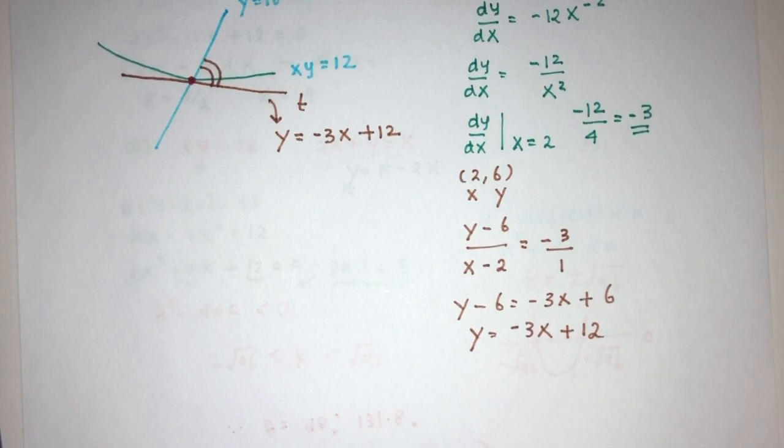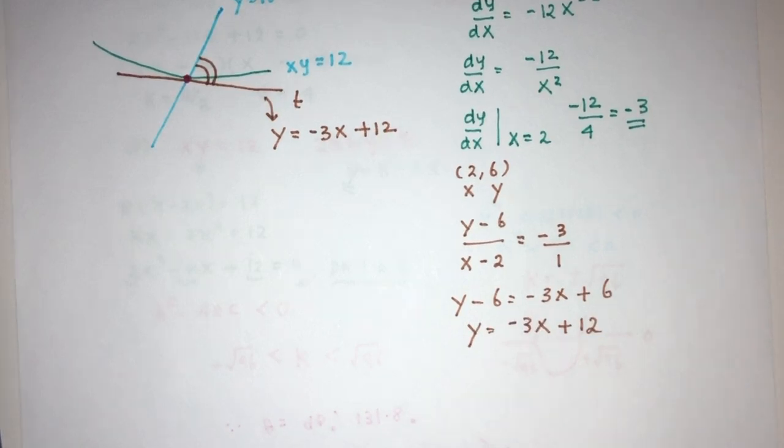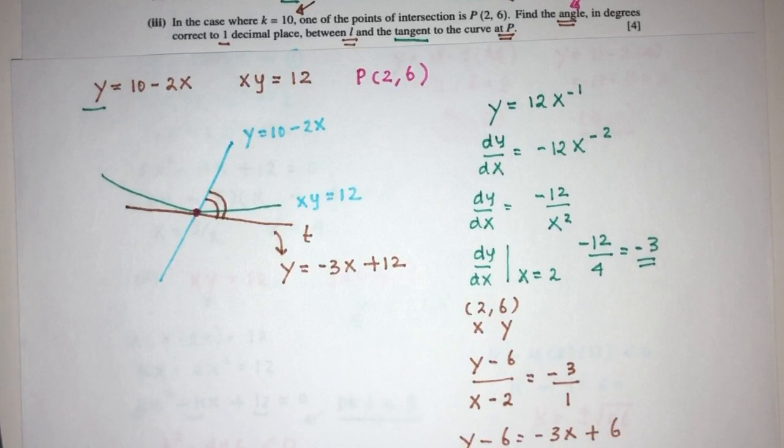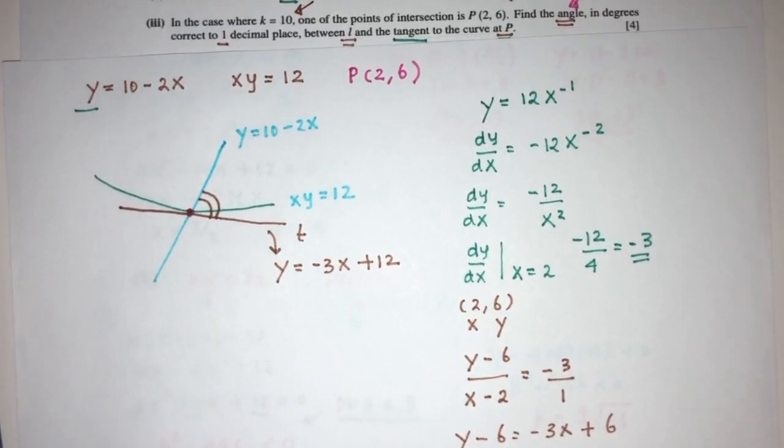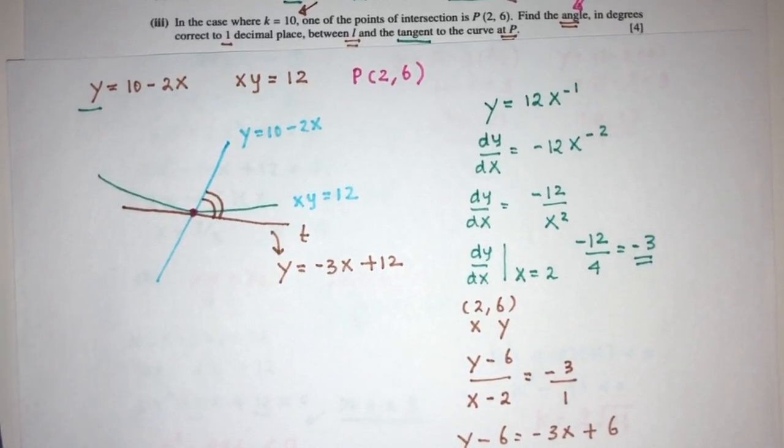Now we have the equation of the tangent and the equation of the line, so we just have to find the angle between them. Now how can you find the angle between two straight lines? We are at this stage where we have to realize what we can use to find the angle between those two straight lines. I don't think it comes out very often anymore. However, if you guys can know this, that would be great.